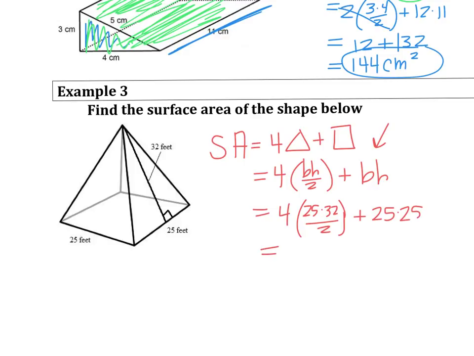So now we do a little arithmetic. 25 times 32. It's 800 divided by 2, and then times 4. 1,600 plus 25 times 25, 625, and then together 2,225 feet squared.